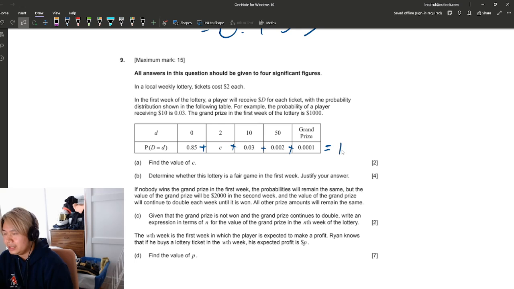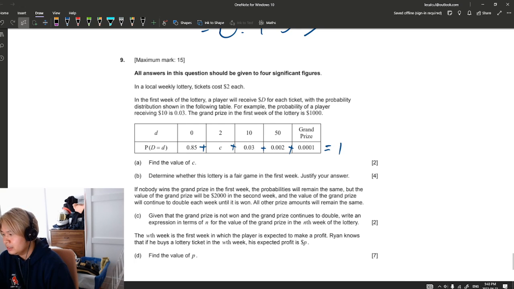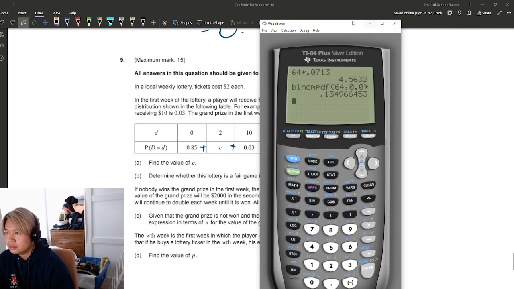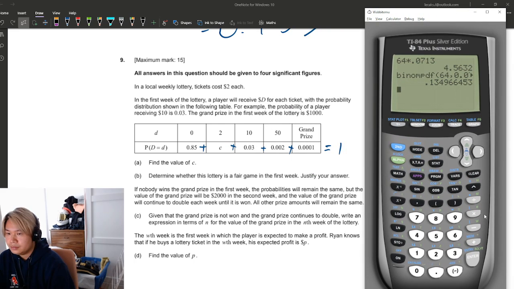So we can pretty easily find out what C is from here. We would just take 1 and subtract these guys from it, which is what I'm gonna do. 1 minus 0.85 minus 0.03 minus 0.002 minus 0.0001. And then there you go, 0.1179.